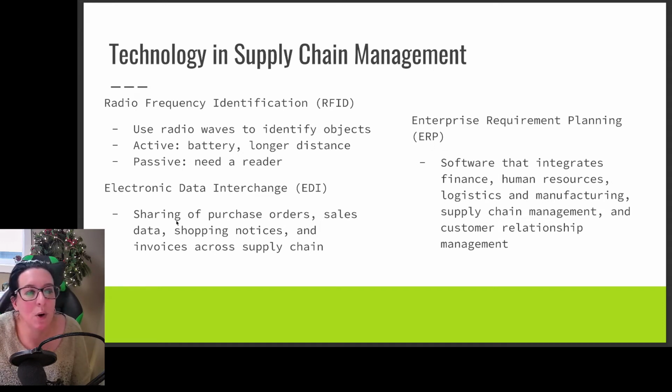We can also have information sharing. We talked about when we look at our supply chain, it's important to decide on the level of visibility across the supply chain. How much information sharing is there going to be? So we can have what's called electronic data interchange. This is software that's going to share information about purchase orders, sales data, shipping notices, and invoices, and it's going to share it across the supply chain. So all the members of our supply chain can then see what's happening.